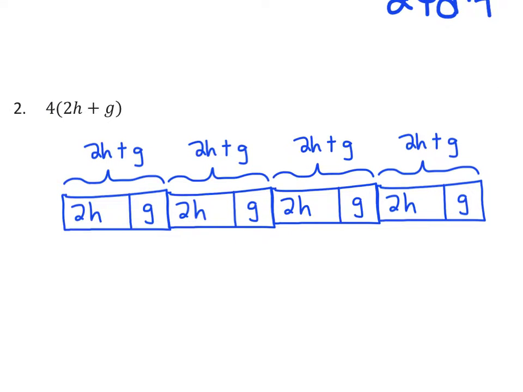So the second one would be 4 sets of 2h plus g, or 4 times the sum of 2h and g. So I've got 2h and g, 2h and g, 2h and g, 2h and g, 4 times. See it? Cool.